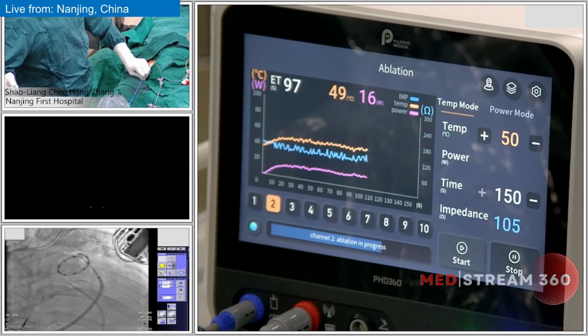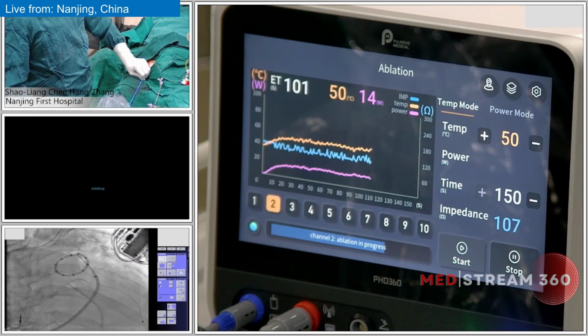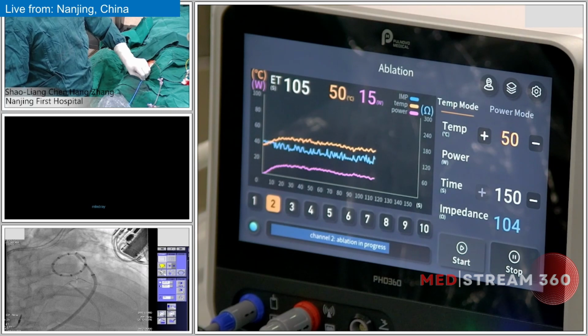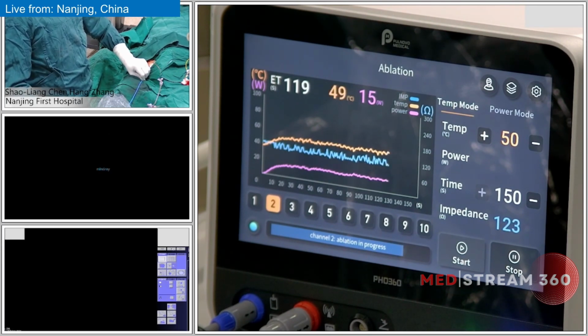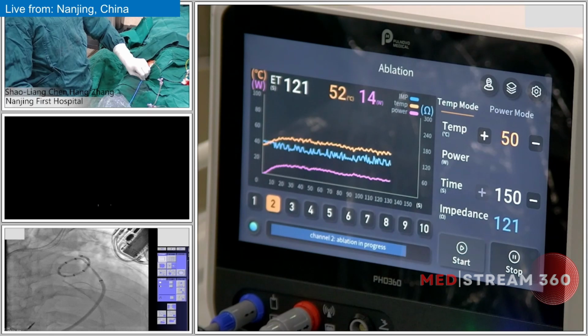How much is the temperature? Even 52. Yes. Why? Because they designed the upper limit of temperature to be 50. So once the temperature is greater than 50, the machine will automatically terminate the ablation. So the procedure is very safe.